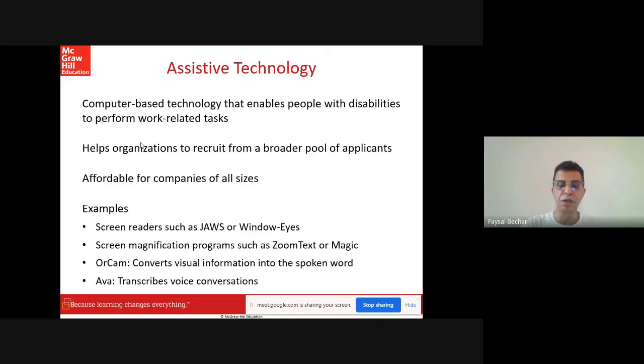Examples of these are screen readers such as JAWS or Window-Eyes or a PDF reader, which can read the screen. You have a screen enlarger or magnification program such as ZoomText or Magic. You have OrCam, which converts visual information into spoken words for blind people. And you have Ava, which transcribes voice conversation, and Google also has some of these applications available.